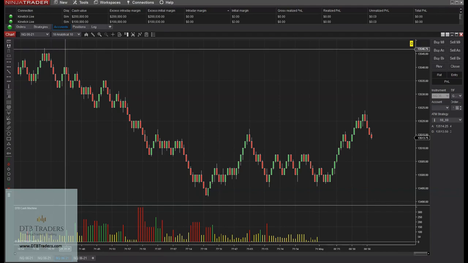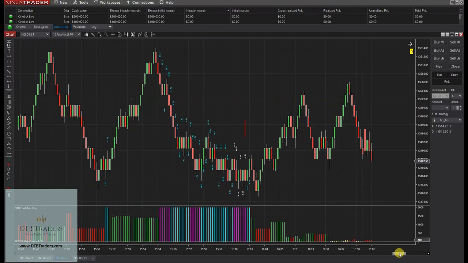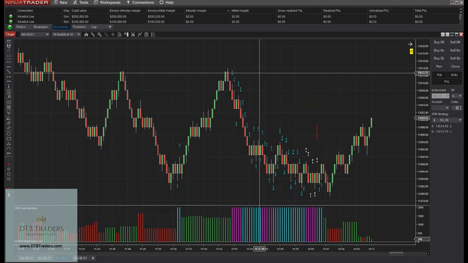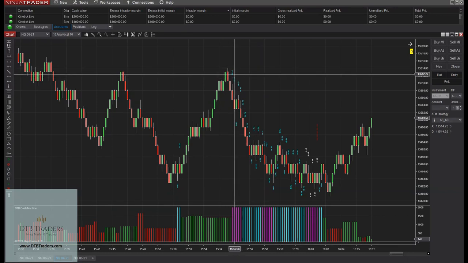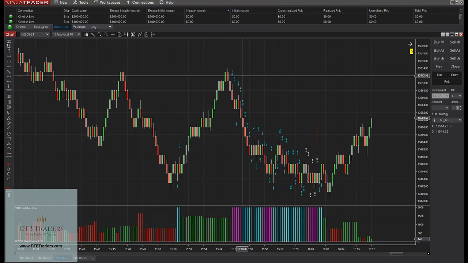The next indicator we're looking at is the cash machine indicator. Now this is a fairly complicated indicator. What this does is it gives an indication of very high volume and very high order value being placed into the market.